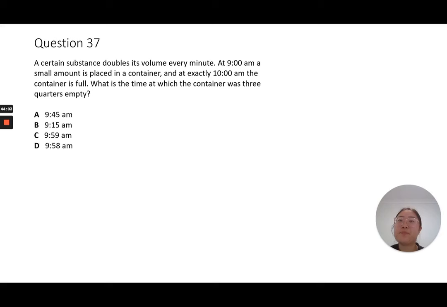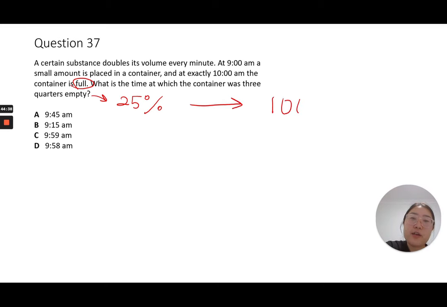37, really interesting. So we have a certain substance, it doubles in volume every minute. At 9 a.m., there's a certain amount in a container, and at exactly 10 a.m., the container is full. What time is the container 3/4 empty? So since our information is about the fullness, 3/4 empty is the same as saying 25% full, isn't it? A quarter full. Now, at 10 a.m., the container was full, which is 100%. So we want to figure out what the time was when it was 25% full.